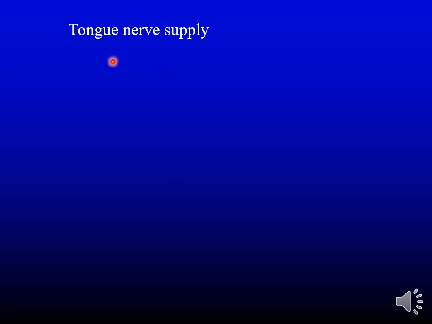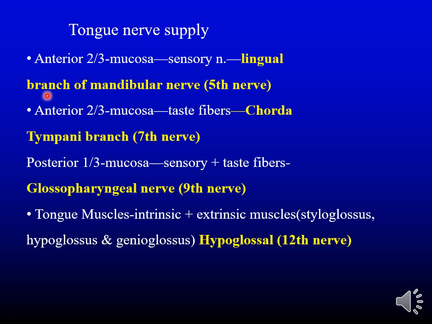Now, we are going to talk about nerve supply. The anterior two-thirds of the tongue, including the mucosa, is supplied by the lingual branch of the mandibular nerve, except for the taste fibers of the taste buds, which are innervated by the chorda tympani branch of the facial nerve, whereas the posterior third mucosa is supplied by the glossopharyngeal nerve. All tongue muscles, intrinsic and extrinsic, are supplied by the hypoglossal nerve.